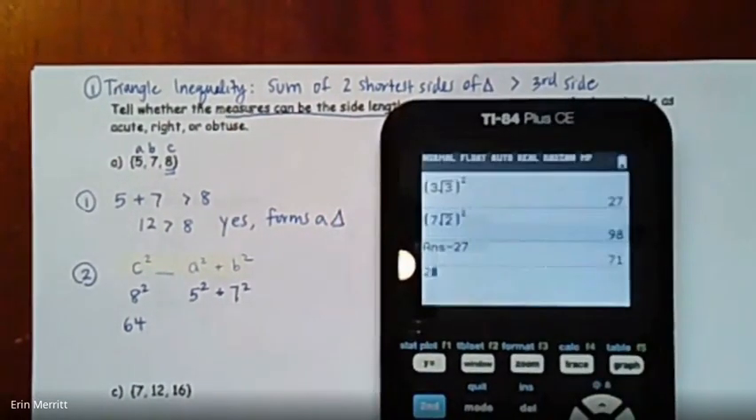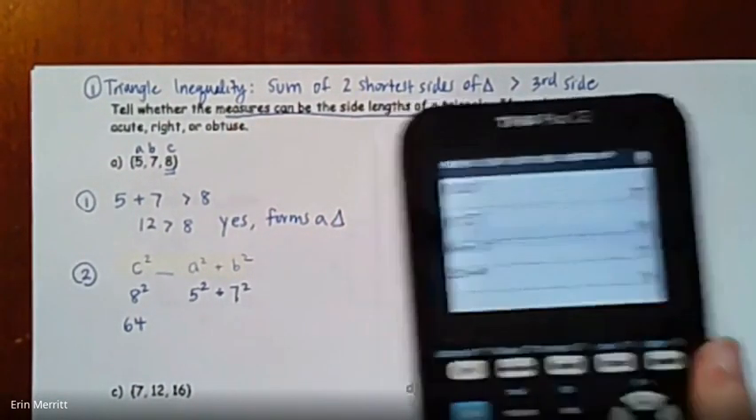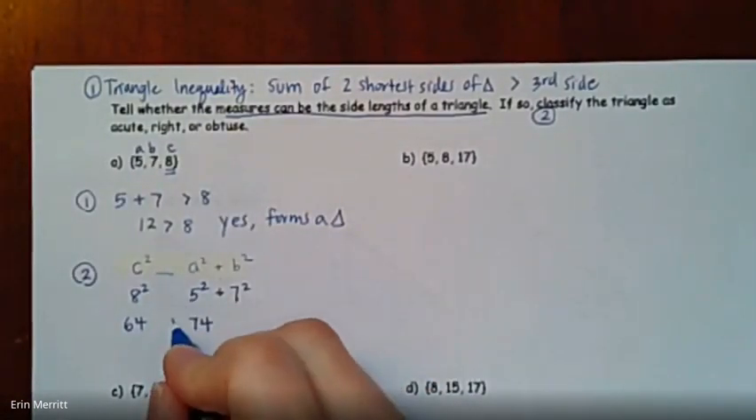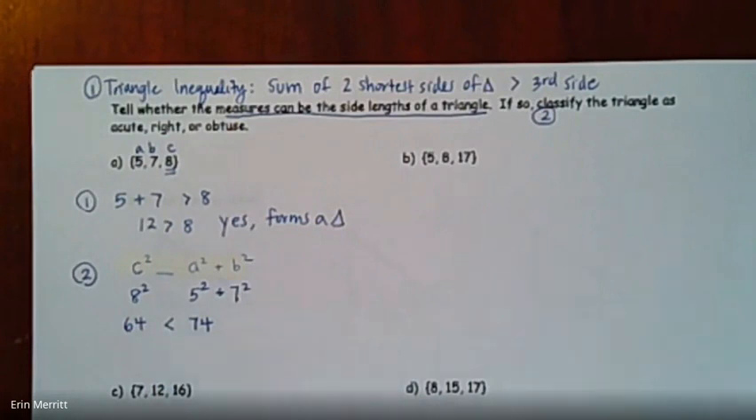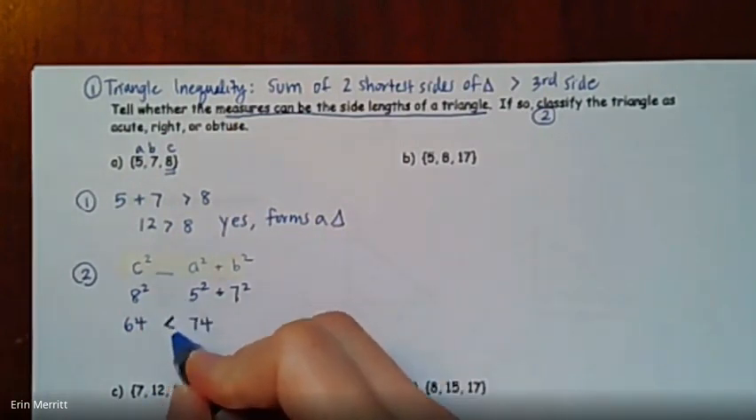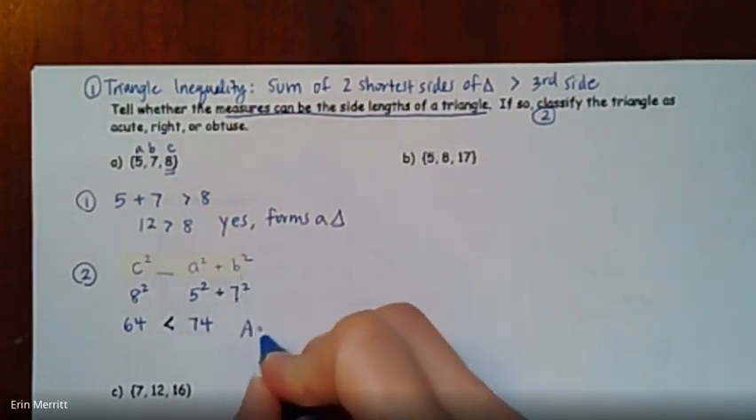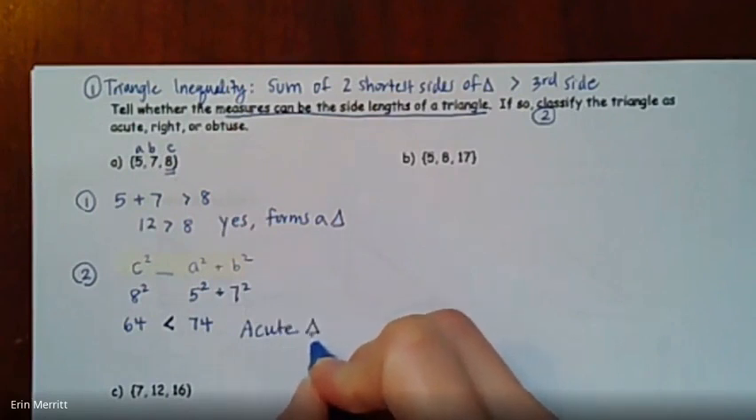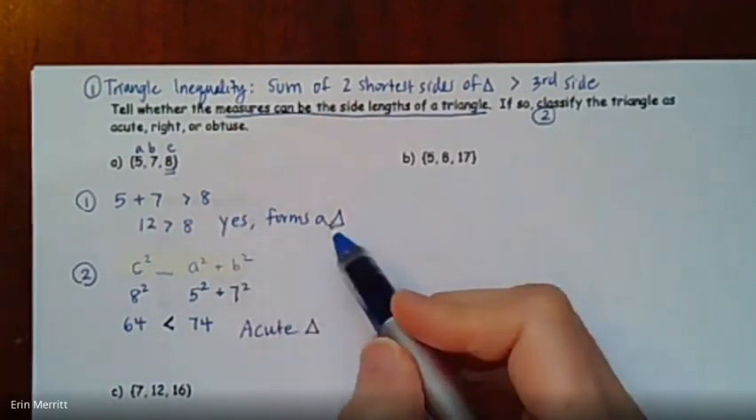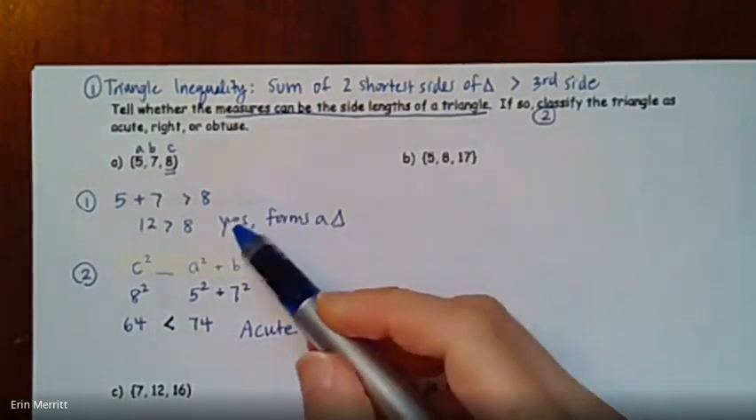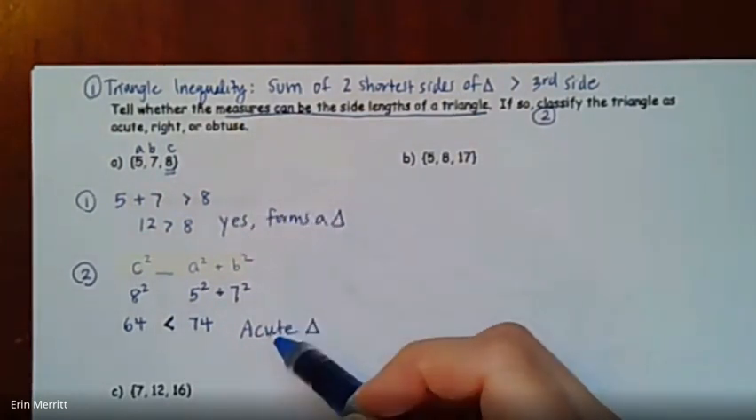And if we do 25 plus 49, we get 74. All right, 64 is clearly less than 74. And so if I have a less than, think less than 90 would be acute. So 64 less than 74, that is an acute triangle. So you have to check first, will it form a triangle? Second, what kind of triangle? Because if it doesn't even form a triangle, I don't need to do the second piece of it here.